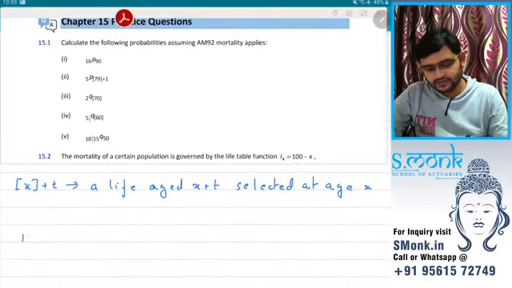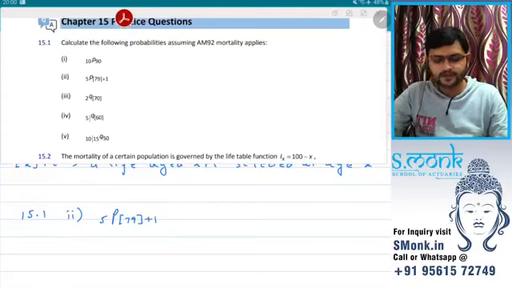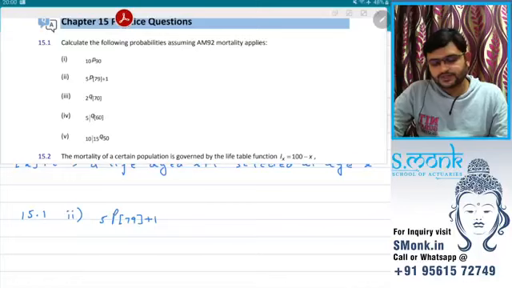So 15.1. Let's see the second part. What are we saying? We are saying 5P select 79 plus 1. So in this case, the person was selected at 79, but right now the person is at age 80. We are talking about going for 5 years, that means going till age 85.